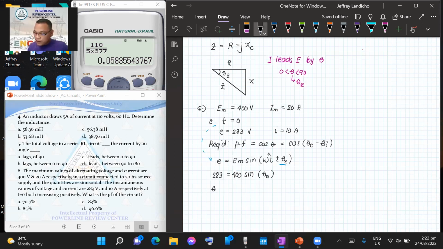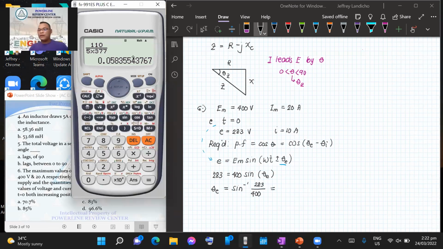So makukuha natin ngayon that the phase angle of your voltage is equivalent to what? 283 over 400. So meron tayong phase angle ng voltage, no? Arc sine of 283 over 400. Oops, naka-radian ako. Dapat naka-degree. Shift, set up, i-degree ko lang yung equal. 45. Sabihin na lang natin 45 degree.